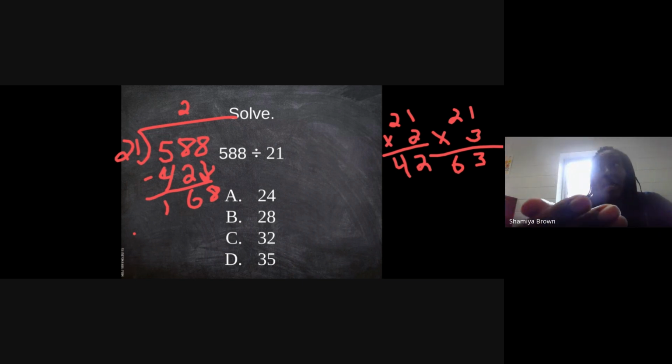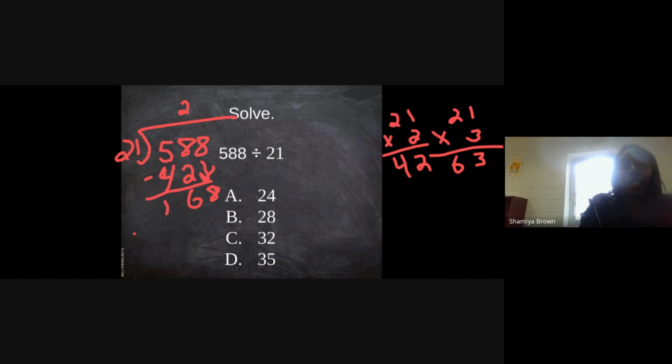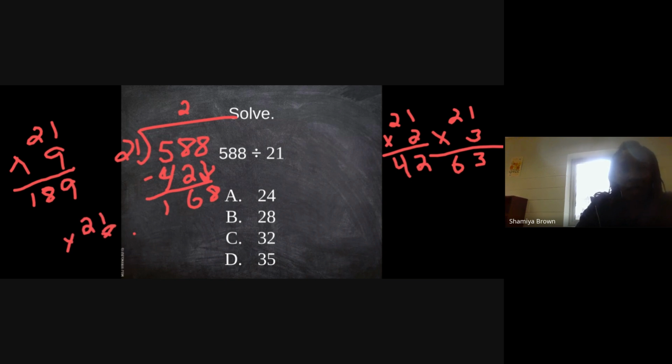So we need to try something. Let's try 9. So 1 times 9 is 9. 2 times 9 is 18. So that's too big. So I have to go back down a step. So I'll try 8. 21 times 8.